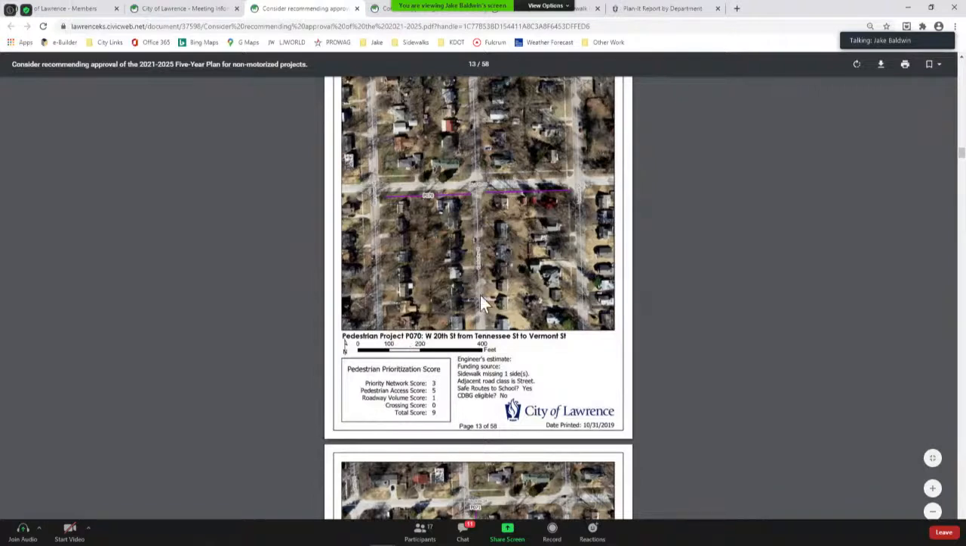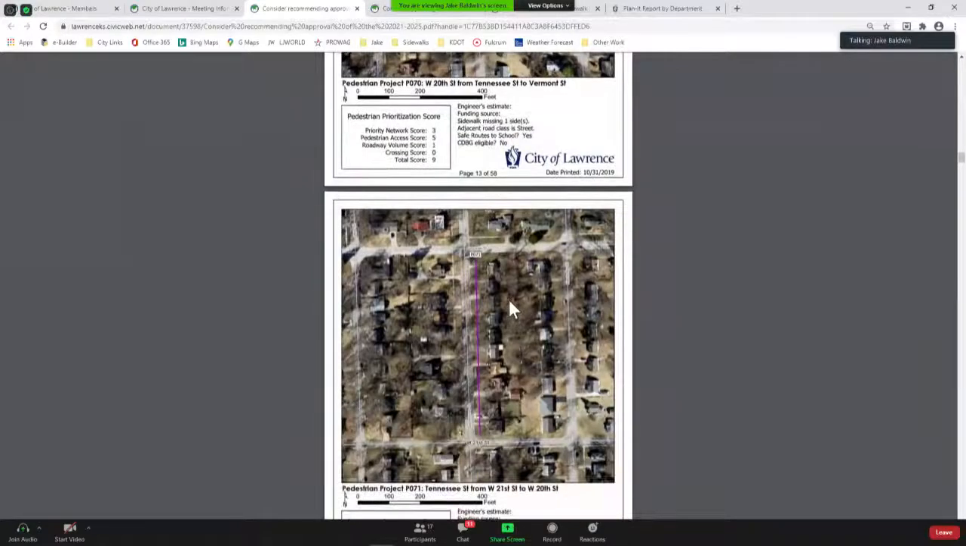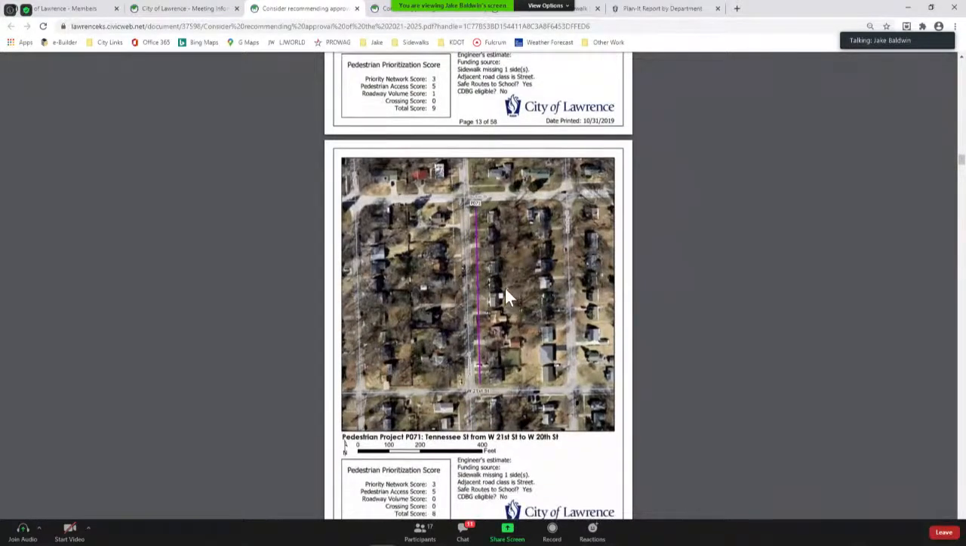So here's our first project, P070. And these first, a slew of projects, I think we've got 6 or 7 of them, including a crossing or part of the Safe Routes to School Phase 2 project that is currently under design and will be constructing next year with these funds.